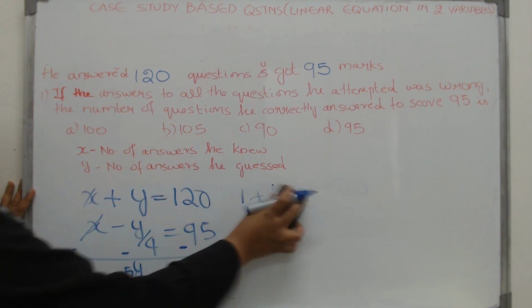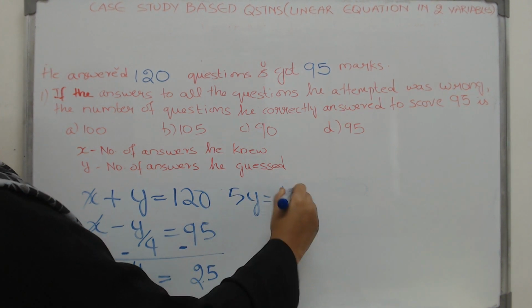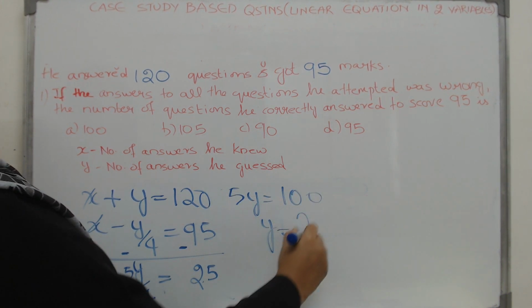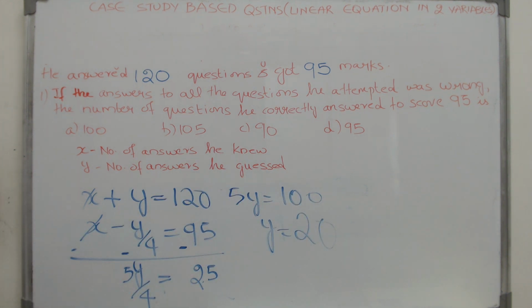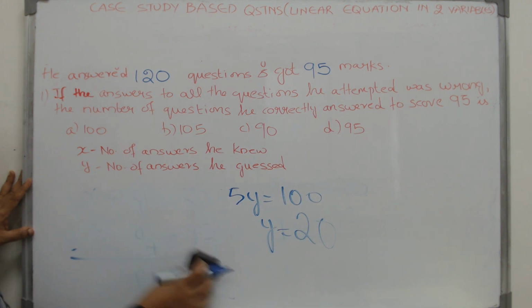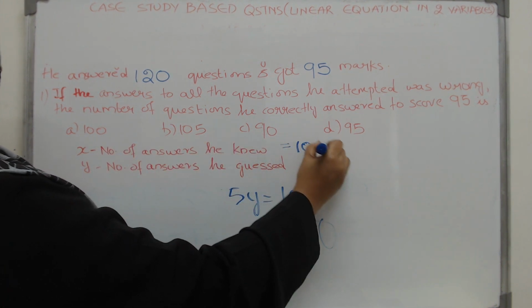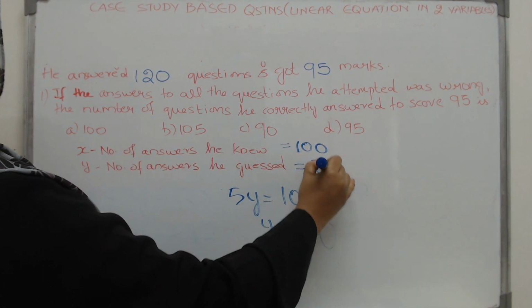So what is your answer? With cross multiply you get 5y is equal to 100, which means y is equal to 20. That means he guessed 20 questions, all of which were wrong. So if he guessed 20 questions, how many did he get correct? Correct answers were 100 and this was 20.